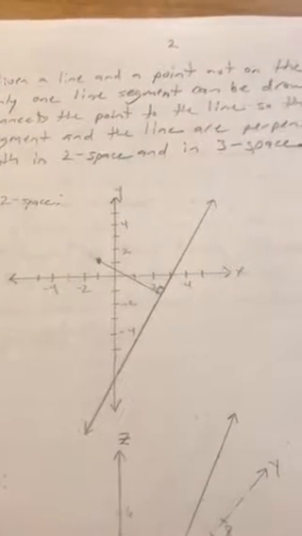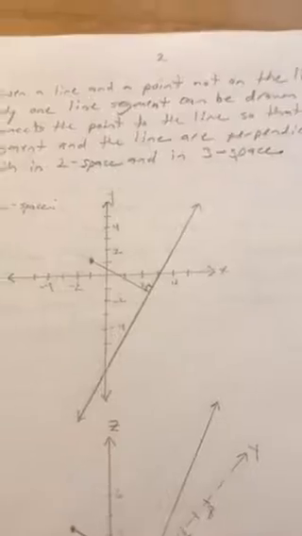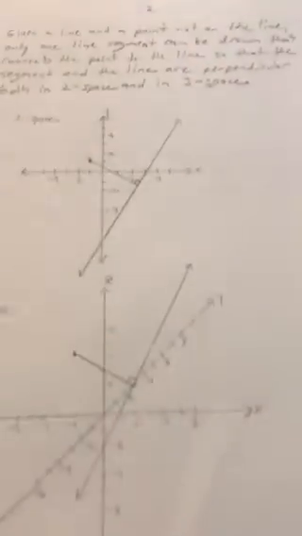For part B, given a line and a point not on a line, only one line segment can be drawn that connects the point to the line, so the segment and the line are perpendicular in both 2 space and 3 space. Again, I diagrammed both for us.